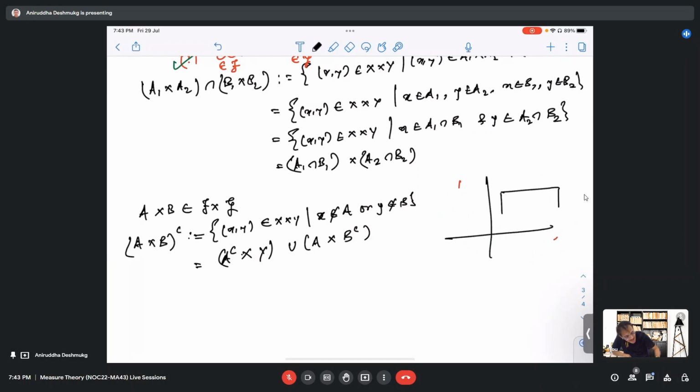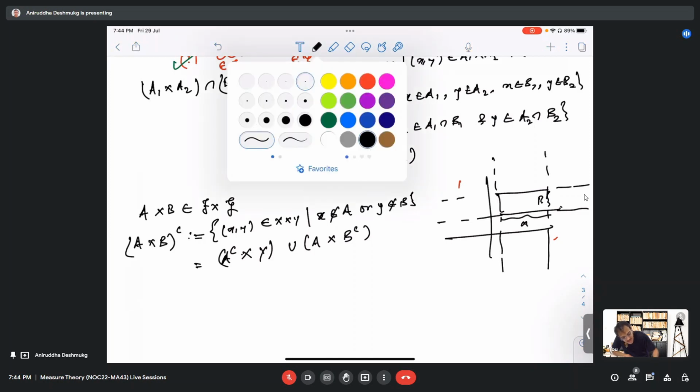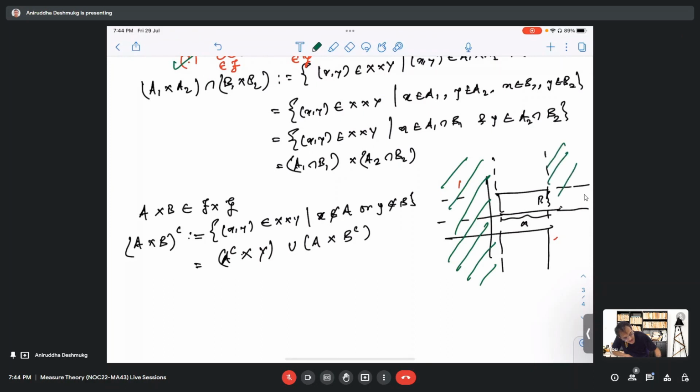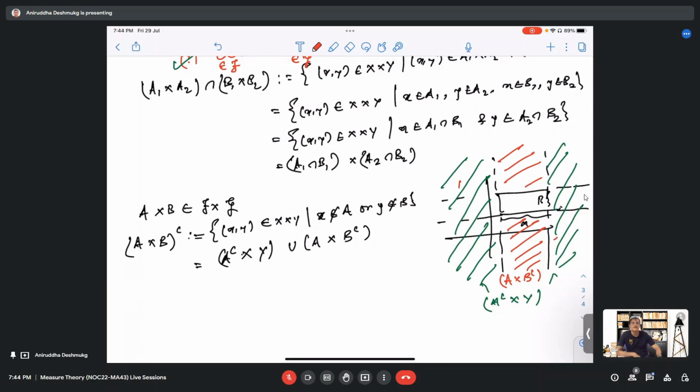So this is a rectangle A cross B. This is our A, this is our B. What is its complement? I want to split it this way. Either something is in A complement, in which case it can take any value in Y. So the first set, A complement cross Y, means the entire vertical A strip will not come. The left hand side of the A strip is there, the right hand side of the A strip is there. The second set which I want to take is this vertical strip in which A comes. So this is A cross B complement. And their union is the complement of A cross B. Understood now, sir.